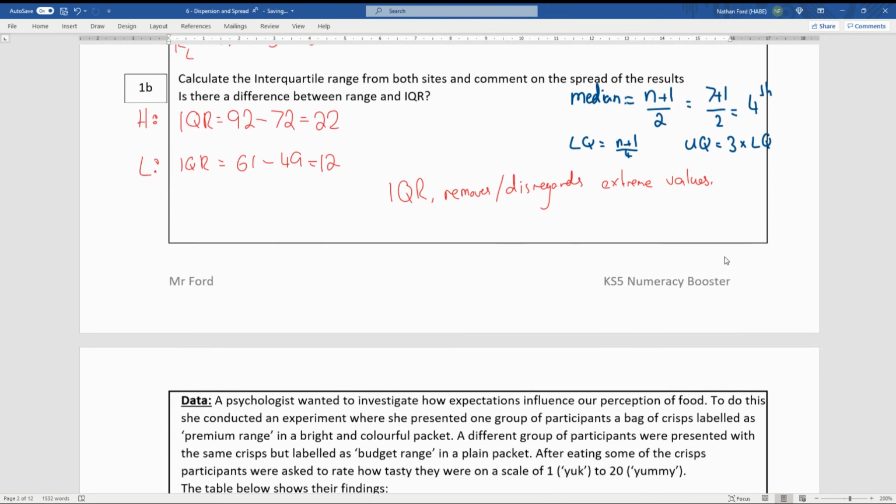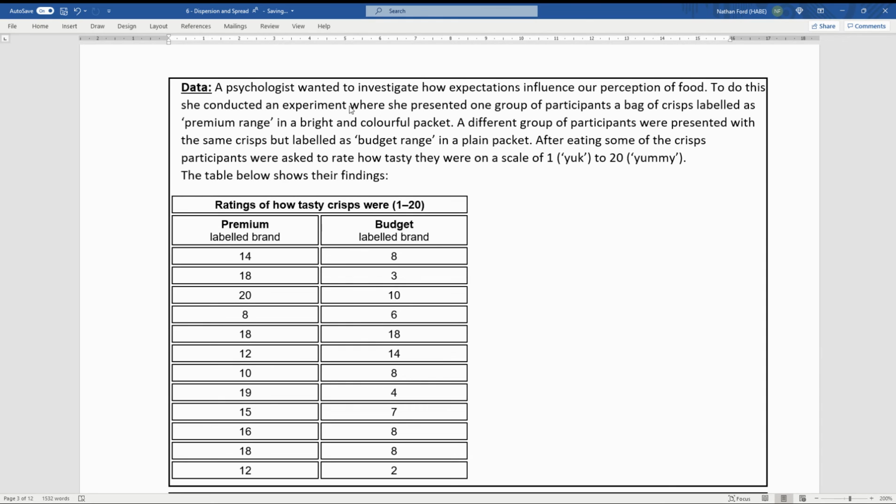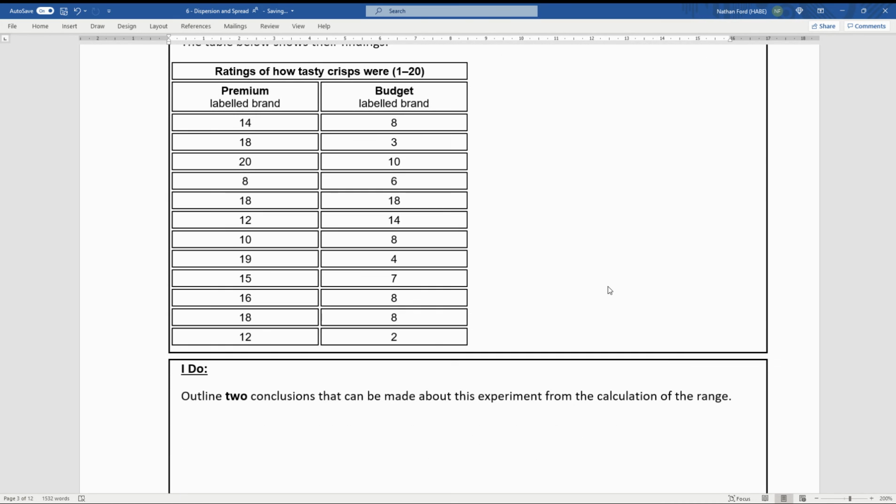Now the other part of the video is we've got this question. A psychologist wants to investigate how expectations influence our perceptions of food. So they basically give, you can have a read of this, they give one group a packet of crisps that have premium range on it, and they give another group the same packet of crisps, but they say it's budget range and it's in a plain packet instead of bright and colourful. They're then asked to taste it and then give it a rating from 1 to 20. And here is the results. Outline 2 conclusions that can be made about this experiment from the calculation of the range.